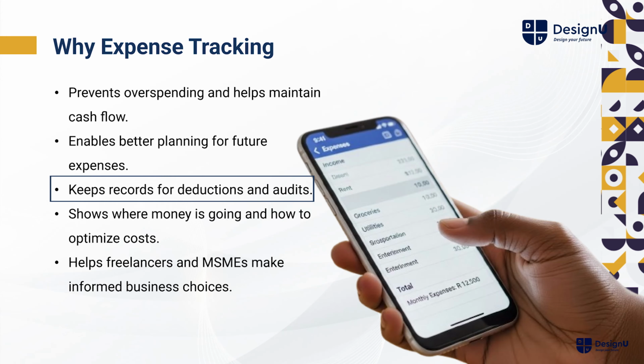As a matter of fact, it can also help you in determining the price for your next gig, because you already know what it will cost you. Then you are in a better position to make pricing decisions. It also helps you to keep records for deductions and for audit purposes.